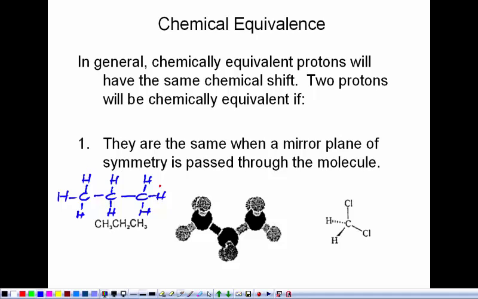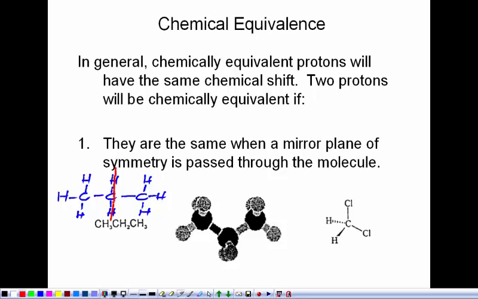I can see them. I'd look at this molecule and I'd say, is there a mirror plane of symmetry that I can pass through this molecule that would make hydrogens equivalent to each other? Actually, the way I've drawn the molecule here, I see 2 mirror planes of symmetry. I see a mirror plane of symmetry that could go this way through the molecule, which would then make the CH3s equivalent: this H equivalent to this one, this H equivalent to this one, this H equivalent to that one.